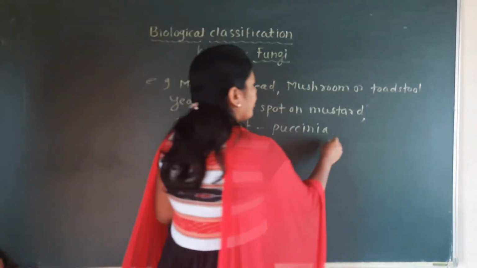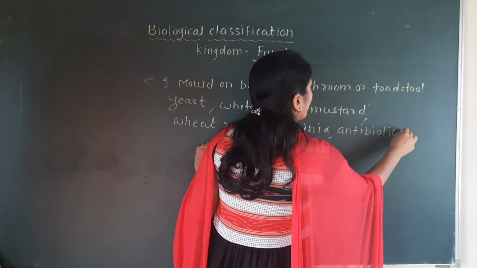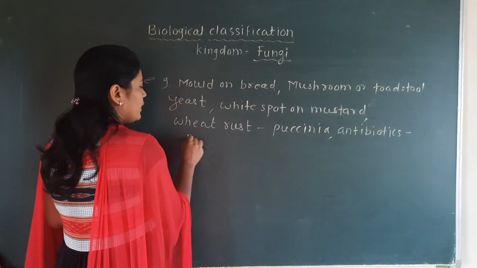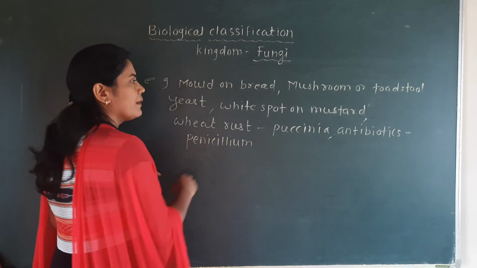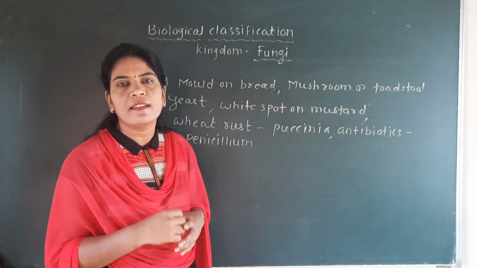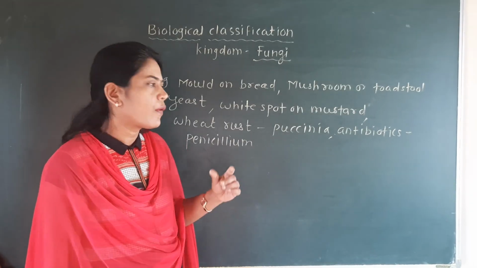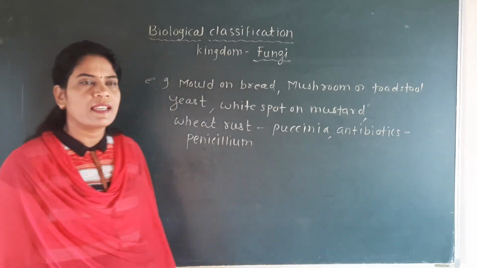So wheat rust is the name of the disease related to wheat, and it is due to the fungus Puccinia. Then there is another example, antibiotics, which are produced by the fungus Penicillium. Antibiotics are medicines which cure a number of diseases, and such a medicine or antibiotic is prepared from the fungus Penicillium. So some examples of fungi are given here.